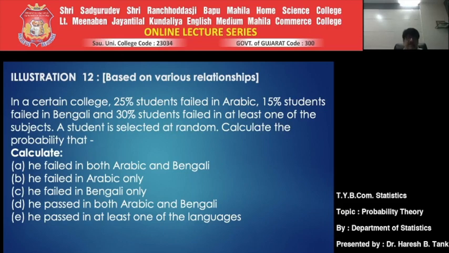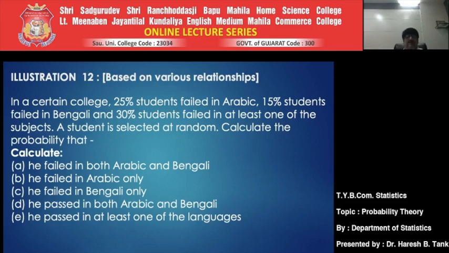The third one: he failed in Bengali only. That means he passed in Arabic. In notational form, it would be the probability of A complement intersection B. That is what is needed.